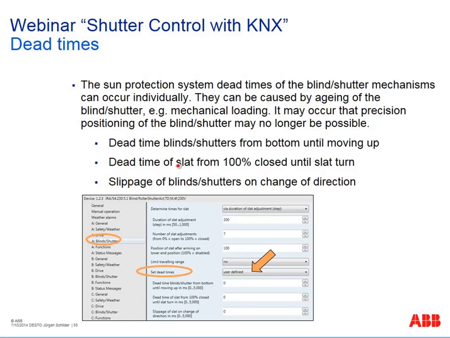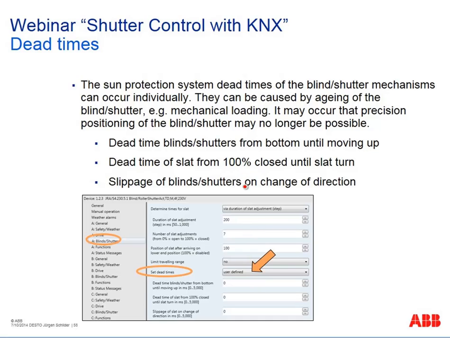We have 3 different ones. For example, here dead time of blind shutters from button until moving up. So it's down, the blind, you start the motor, but it's not running immediately. Maybe after 1 or 2 seconds it starts only to move. On this you can adjust this dead time in this parameter. The same principle here for the lamellas. If they are completely closed and you try to open this, there might be also a slippage and a tolerance, and this time you can adjust here as well.